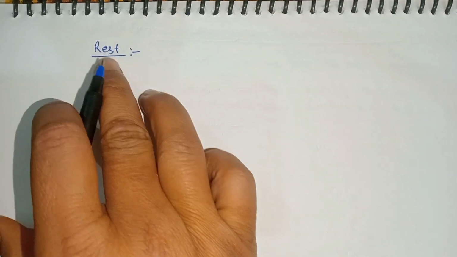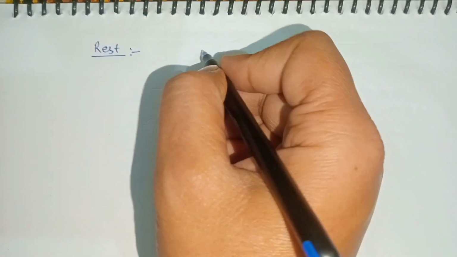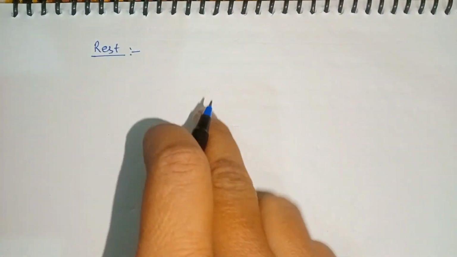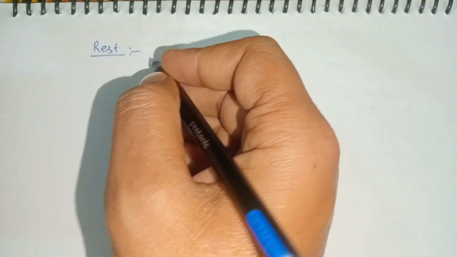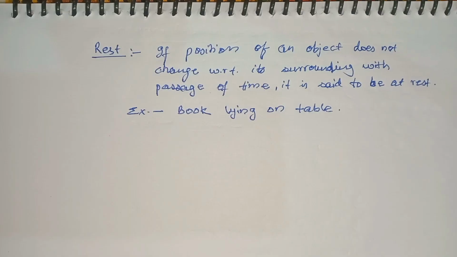Let's study the topic. Rest is a state of an object which does not allow it to change its position with respect to its surrounding with the passage of time. Suppose that a book is lying on the table. At first, we write the definition.